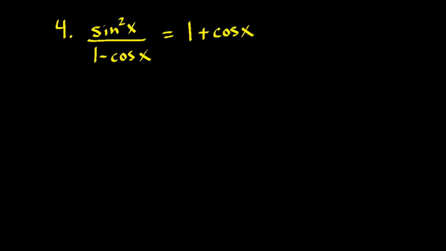Problem 4 involves a little bit different step. We need to verify that sine squared x divided by 1 minus cosine x equals 1 plus cosine x. Feel free to pause the video and try this one on your own.